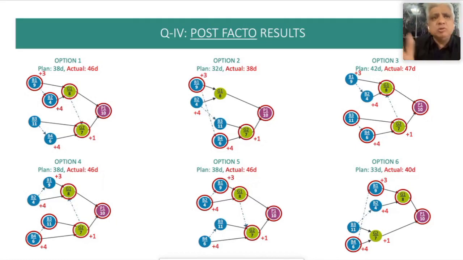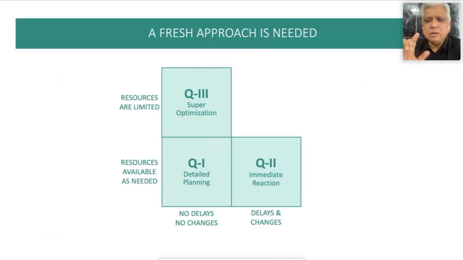So we need to find a solution that is robust, that is for the real world. How do we find that solution? It's a fresh approach that is required. Because if I look at quadrant 1, which is the perfect world scenario, I need to do detailed planning. If I look at the world where resources are available, all I need is real-time information, and as soon as a delay happens, I need to go and make sure that delay is contained. Or you will have this world of super optimization.